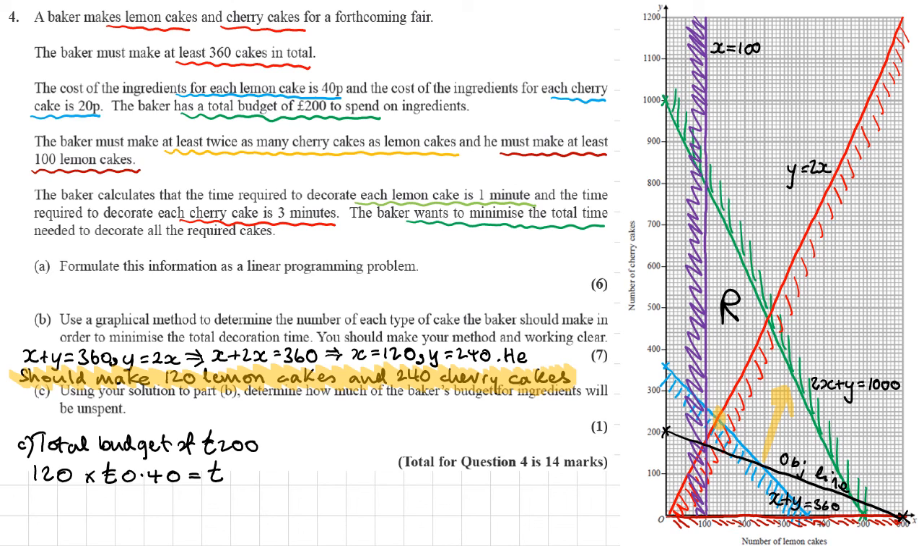And then if they're making 240 cherry cakes and the ingredients for each cherry cake is 20p, that also gives £48. So in total they're going to be spending £96. So from their budget of £200 they're spending £96. So the amount that they'll have left from their budget is £104.